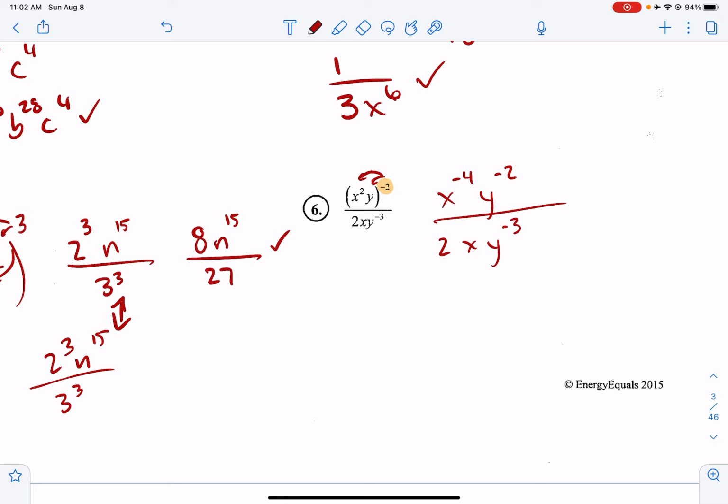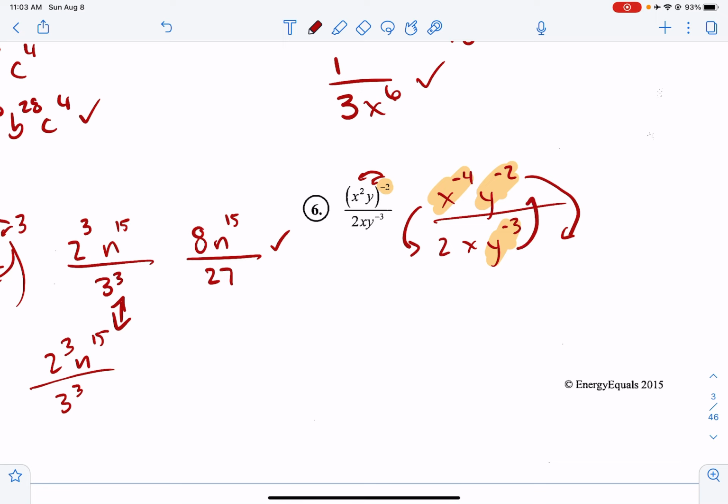Now, I told you earlier, we don't like negative exponents. We really don't. They're messy. We don't really know what to do with them mathematically. So we are going to change them all to positive. And I'm going to do that. I'm going to take them, and I'm going to move them up or move them down. This x to the negative 4th, I'm going to move down. The y to the negative 2 is going to get moved to the bottom, and the y to the negative 3 is going to get moved up.